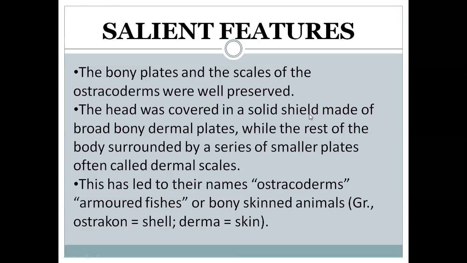The head was covered with a solid shield-like structure made up of many broad bony dermal plates. The remaining body was surrounded by a series of small plates, called dermal scales. The presence of these bony plates and dermal scales led to the name Ostracoderms, or in common language armored fishes or bony skinned animals. The term Ostracoderm originated from two Greek words: ostrakon, meaning shell, and derma, meaning skin.